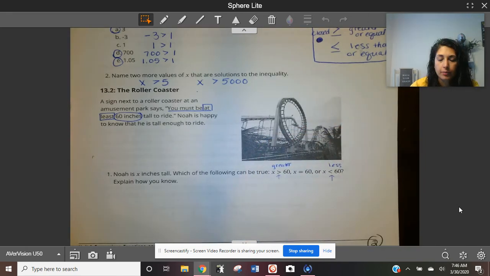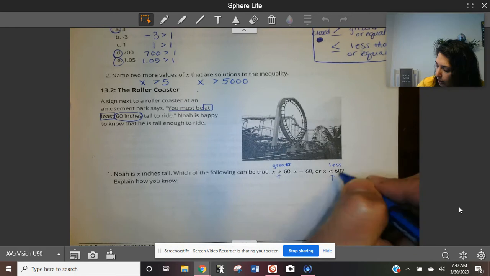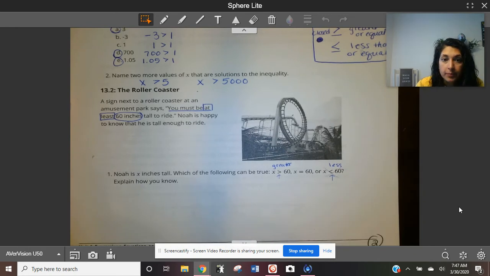Okay, again, as you guys watch this, please make sure you're paying attention to that. Okay, so which of the following? So it says you must be at least. Now let's think of what at least means. So we have to ask ourselves, can he be 60 inches? Yeah, it says at least, okay? Well, can he be more than 60 inches? Absolutely. Can he be less than? No. Okay, so this is the only one that won't work, okay?